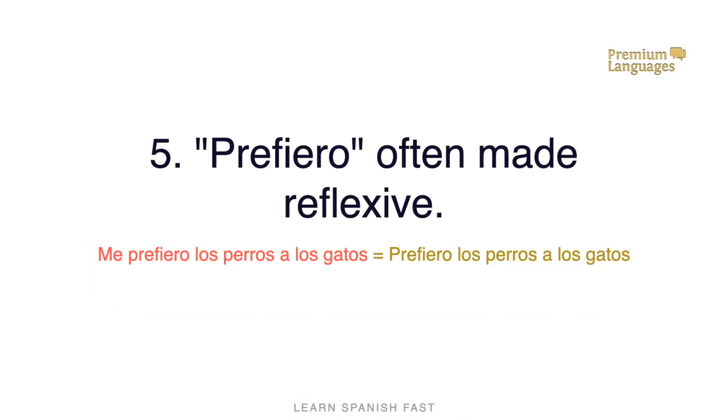Number 5, preferir is often mistaken as a reflexive verb. However, we do not place any reflexive pronoun in front of it. In the example "me prefiero los perros a los gatos," we are using preferir as reflexive and adding "me" at the beginning of it. But actually, it should say "prefiero los perros a los gatos."